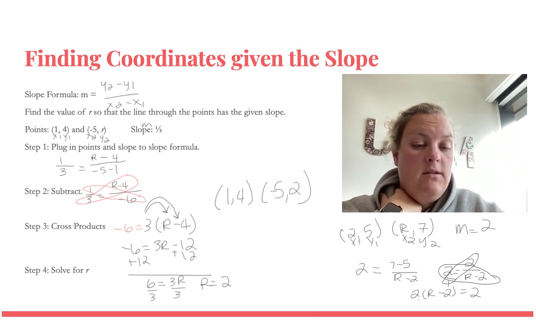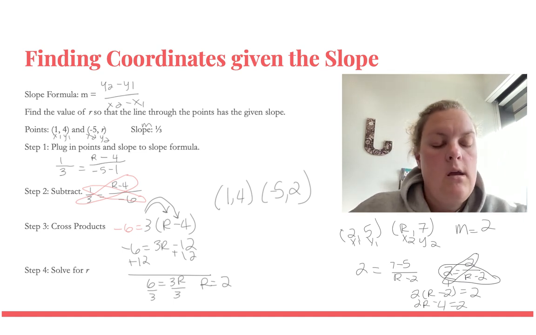You distribute, so 2r minus 4 equals 2, and you can solve, and you end up with r equaling 3 by the time that you are done. So if you have a whole number, you can put that invisible 1 on the bottom, and that will help make it a fraction.